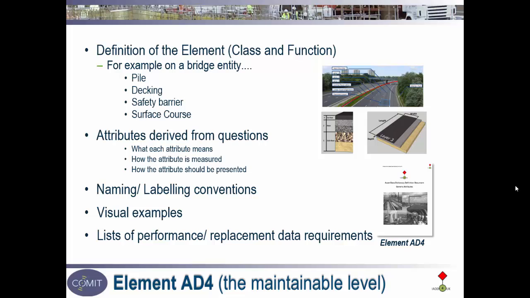At the maintainable level, we have the element AD4. Once again, this gives us the function and class at this level, the attributes that help to answer the questions at every stage, how it should be named and physically labelled. It will also give some visual examples, as a picture paints 1,000 words and helps to bridge the language gaps. And finally, the performance and replacement triggers.